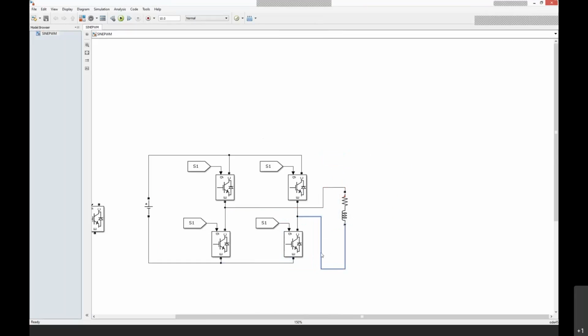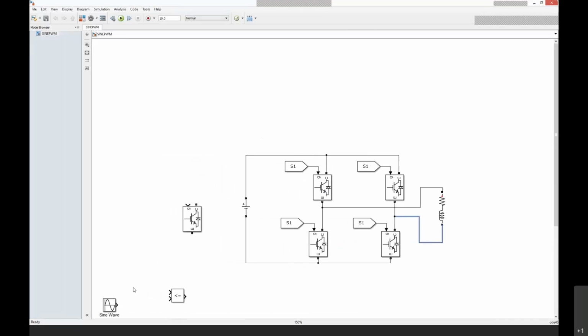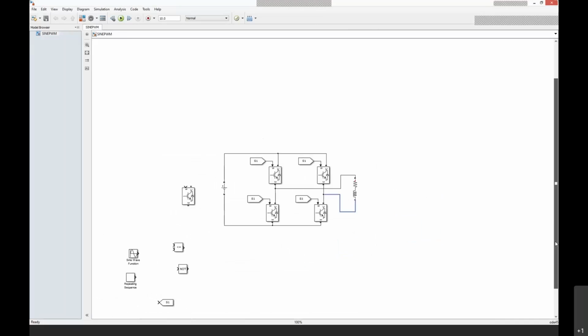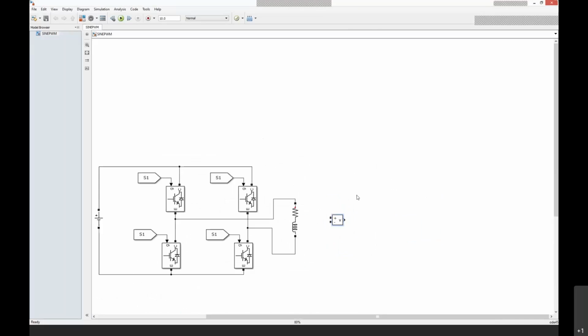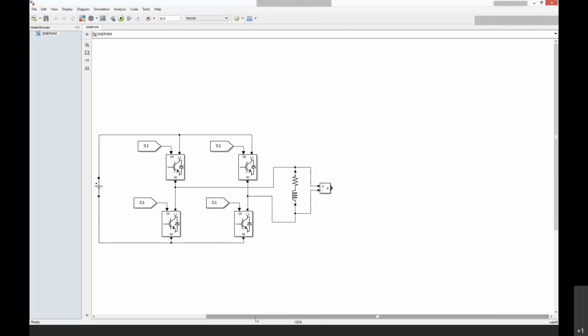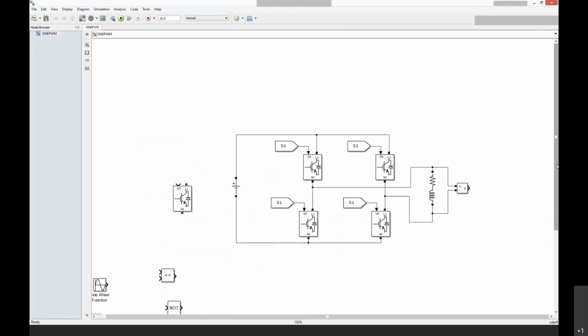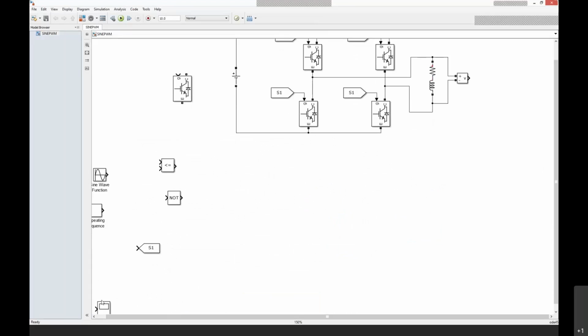Once this is done, we also need to measure the voltage across the load. For that you may require a voltmeter. So this is the voltmeter, and I'm measuring the voltage across this load. And you need to connect a scope. Scope is required. So this is the scope.